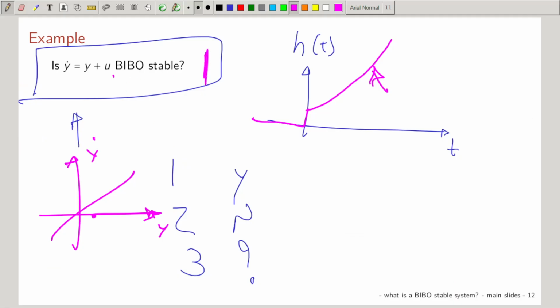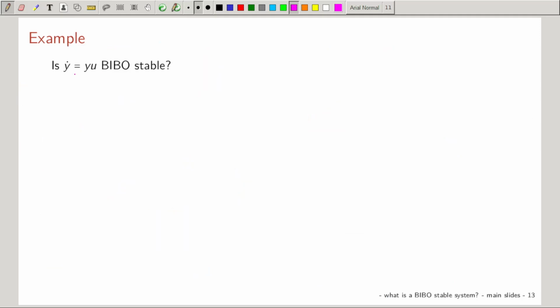Is this one BIBO stable? Definitely not. Definitely not. Okay? Is this one BIBO stable? No, for the same reason. Look at this. Is this one an LTI system? Yes, no, I do not know. Definitely not. This is like a bilinear system. There's some product, true? Okay, this is non-LTI.